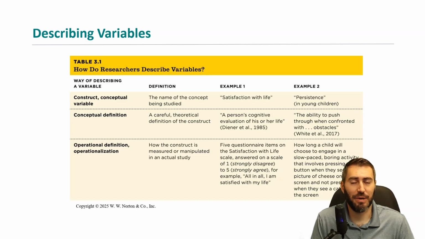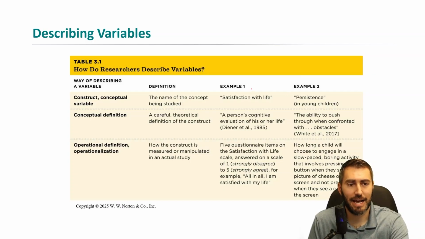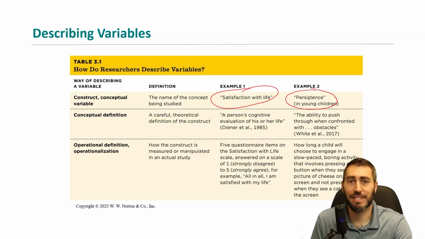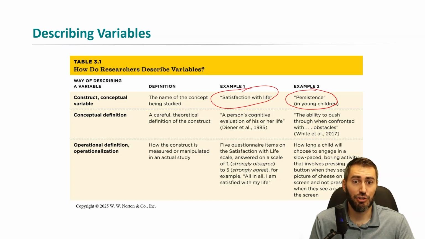So when we describe a variable, there's a few different steps that we take. So first off, we need to define what that overarching idea that we're trying to measure is. And we call this what's called the construct, or the conceptual definition, or the overarching idea of what we're trying to measure. So the construct or the conceptual variable is generally the name of what is being studied. So an example here might be our satisfaction with life, or maybe just generally persistence. So these are just overarching ideas. They're nothing specific. They're just the general idea.